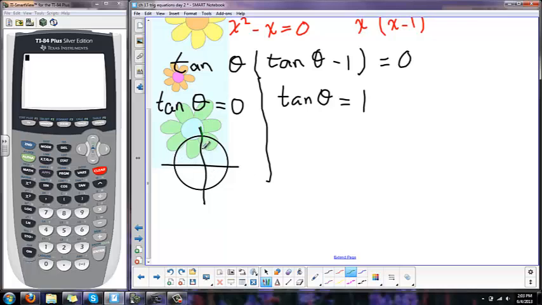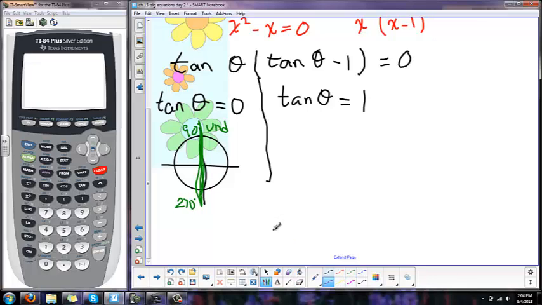Everything that is along this line is a vertical line, so it has a slope that's undefined. So that means that the tangent of 90 degrees and the tangent of 270 degrees are both undefined.